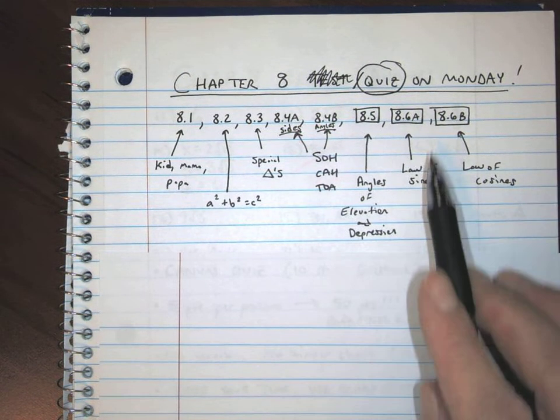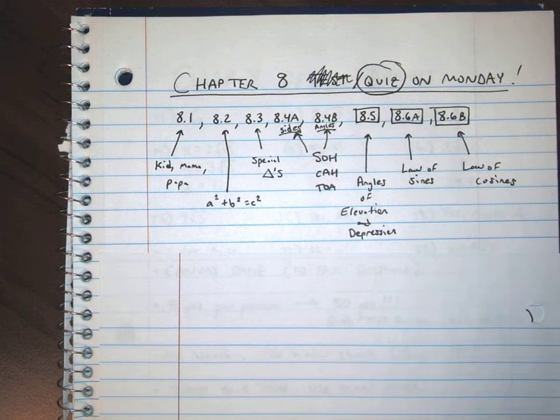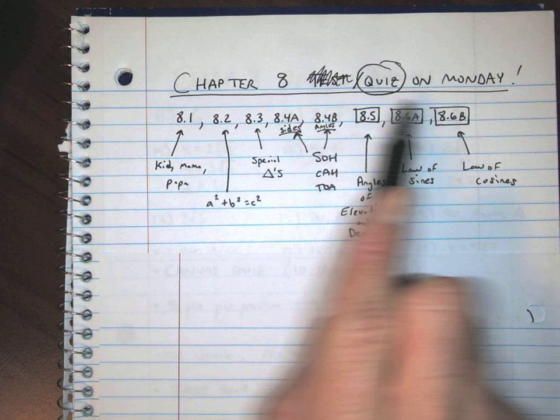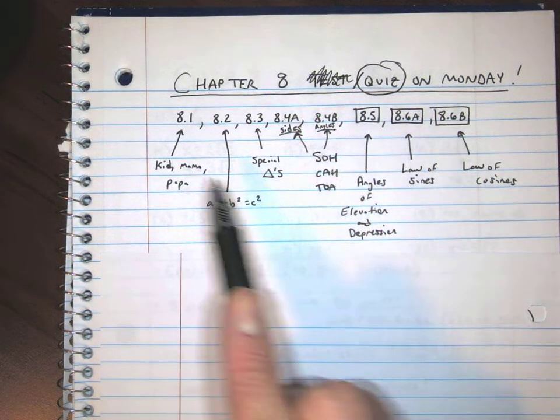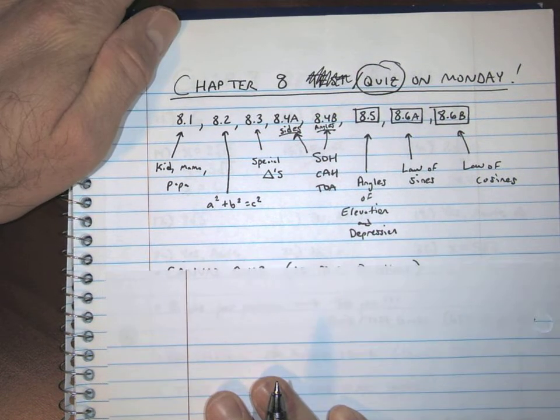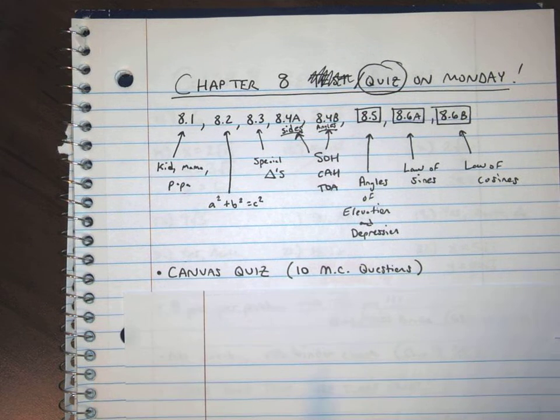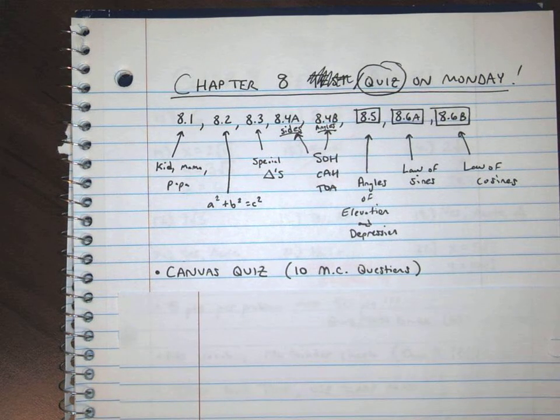And then we jumped into 8.6a, the law of sines. And then we finished Chapter 8 with 8.6b, law of cosines. I get to quiz you. That's right. Over all of this. So let me give you just a little bit of information about what's going to be coming at you on Monday. So, because this is the first time I've ever done this, it's going to be a Canvas quiz, and I've whipped together 10 multiple choice questions for everybody.